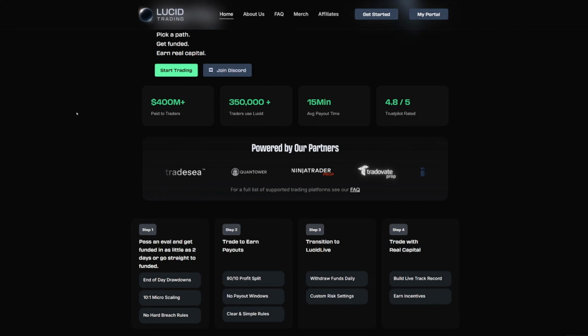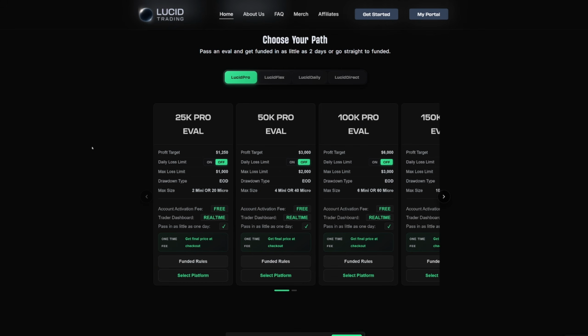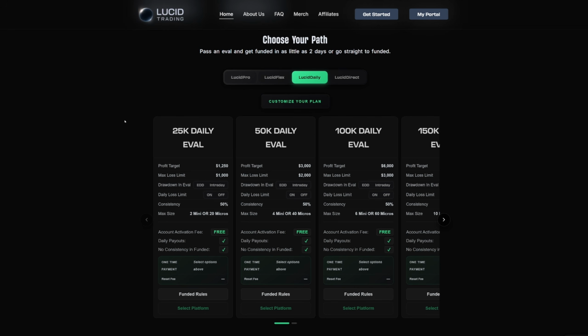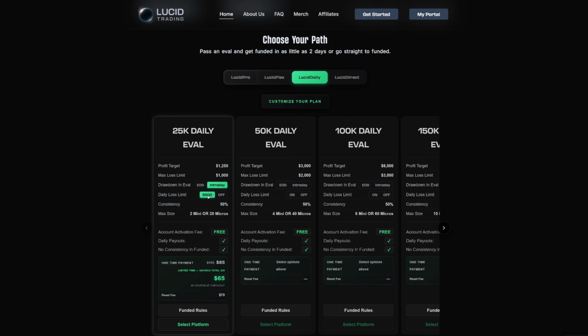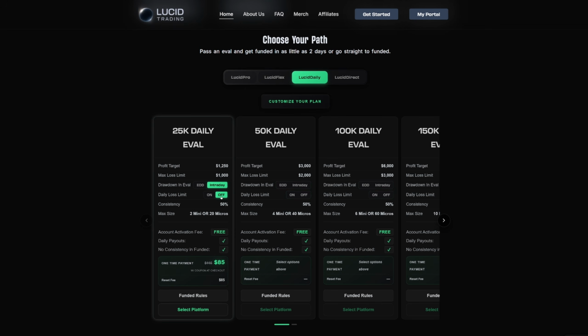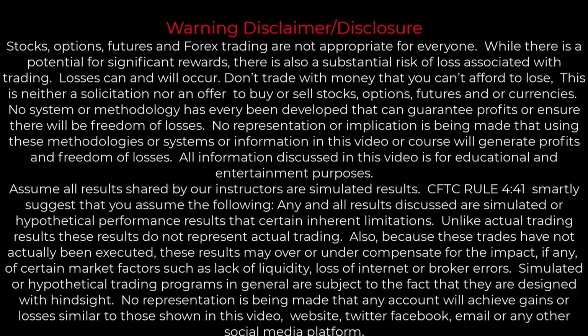Lucid Trading is back at it again. If you scroll down there and look at their accounts, they've made a major change. Now, recently, traders have been loving the Lucid daily account where you can select EOD accounts, intraday accounts, daily loss limit, or no daily loss limit. Well, now Lucid has also made changes to the Pro and the Flex accounts.